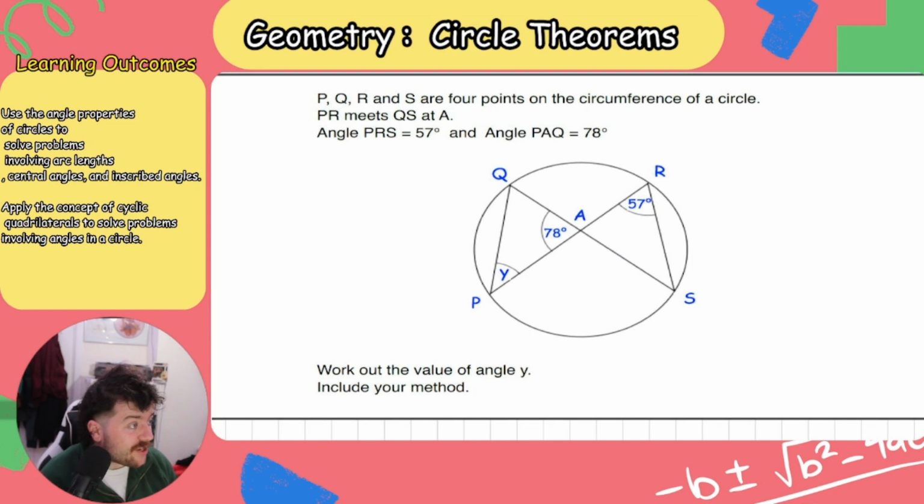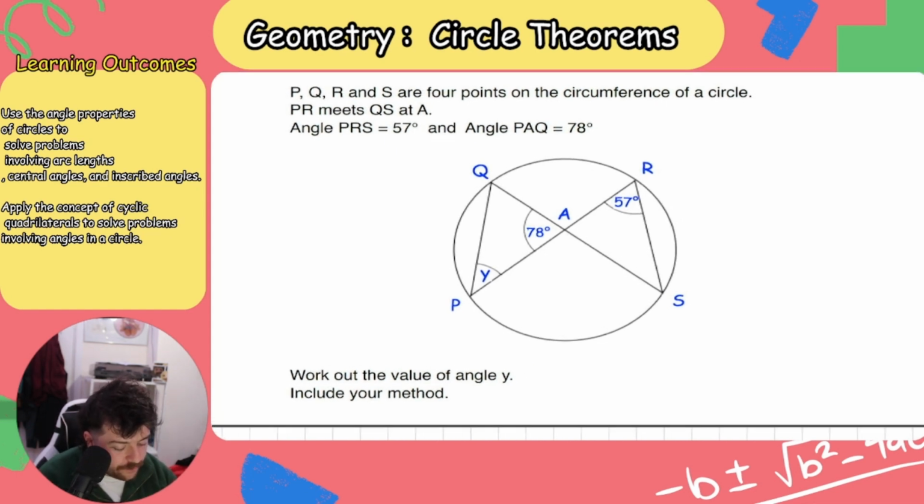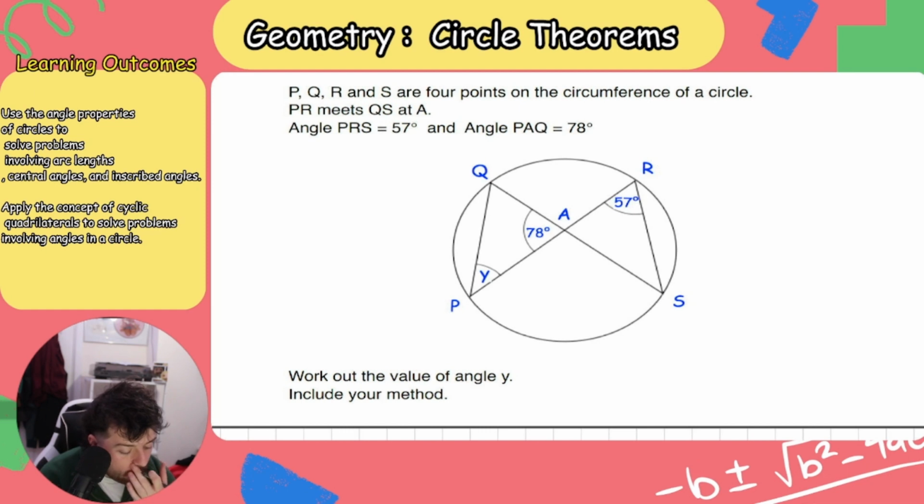Okay, so let's have a look at this question here. P, Q, R, and S are 4 points on the circumference of a circle. PR meets QS at A. Angle PRS is equal to 57 degrees and angle PAQ is equal to 78 degrees. Work out the value of y, including your method. So what other information do I have on this? Nothing much, really. So I want to find out what angle y is. So let's see, is it standing on the same arcs? It seems to be standing on arc QR.